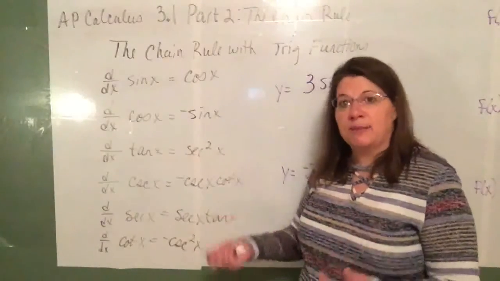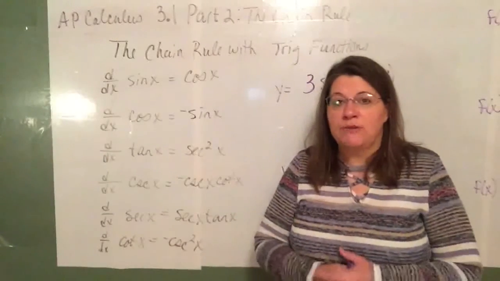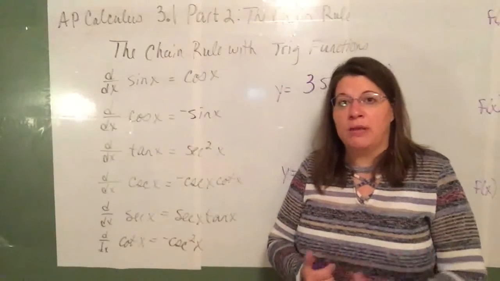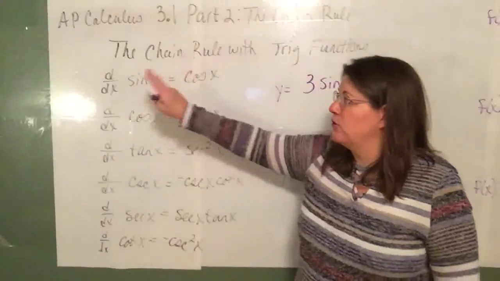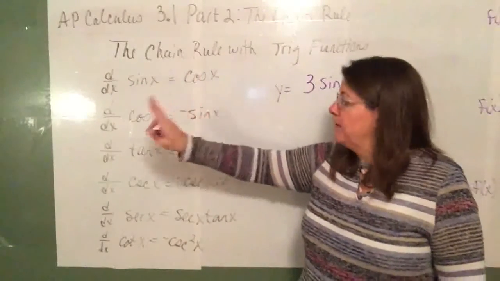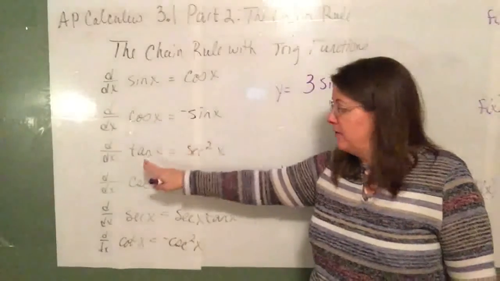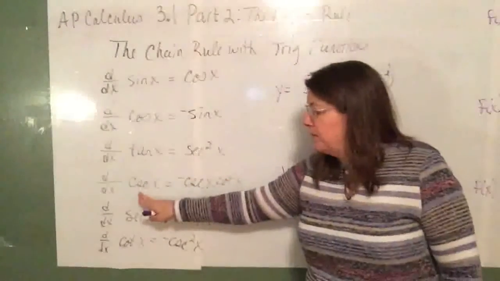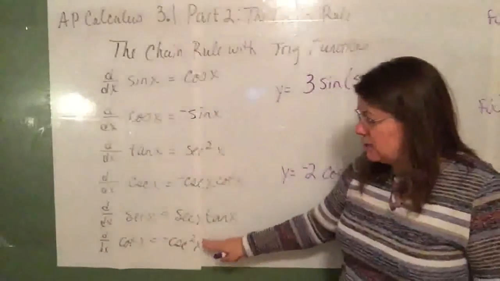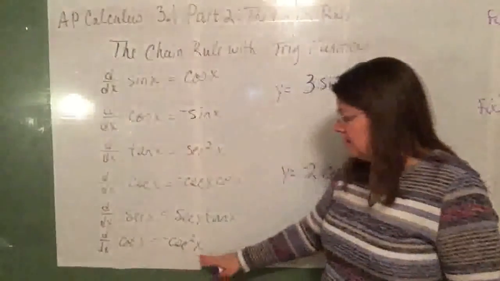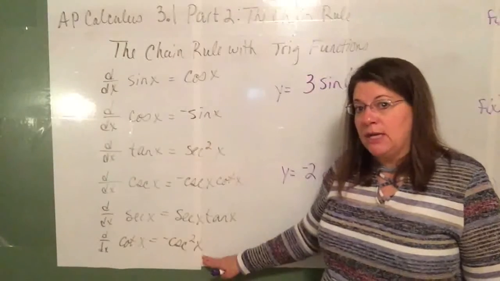So we're going to start out simple. We're going to work our way to the more difficult problems, and hopefully by the end you'll be able to do some practice on your own. So just to review, the derivative of sine is cosine. Derivative of cosine is negative sine. Derivative of tangent is secant squared. Derivative of cosecant, negative cosecant cotangent. Derivative of secant, secant tangent. And derivative of cotangent is negative cosecant squared.